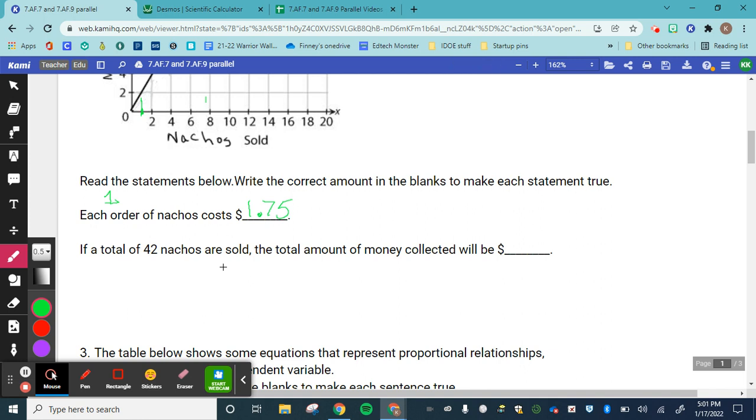If a total of 42 nachos are sold, the total amount of money collected will be how much? So I know that my nachos is my x, and I know that I will be multiplying my x by my constant of proportionality that we just found, which was $1.75 for each nacho. So y equals 1.75x. And since x is my nachos, I can just replace the x with 42 nachos. So I can do $1.75 times 42 nachos.